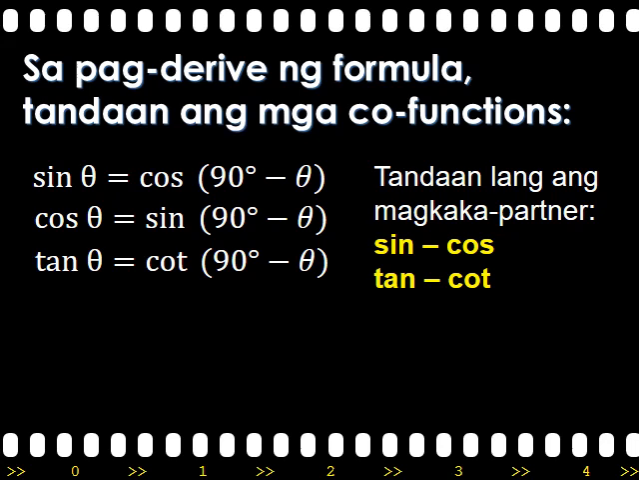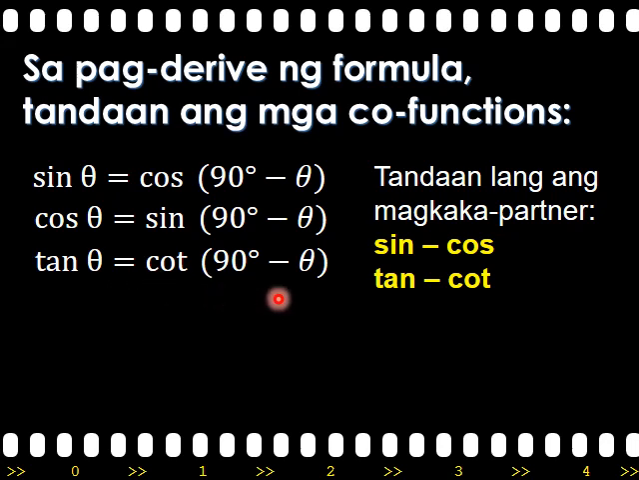Tandaan din natin na sa pag-derive ng formula, kailangan natin tandaan yung mga co-functions. Kung natatandaan nyo, meron tayong mga bars, dito papasok yun. Ang mga co-functions natin ay ganito nag-work: sine theta is equivalent din sa cosine of 90 degrees minus theta. Cosine theta is also equal to sine of 90 minus theta. And tangent theta is equal also to the cotangent of 90 minus theta.